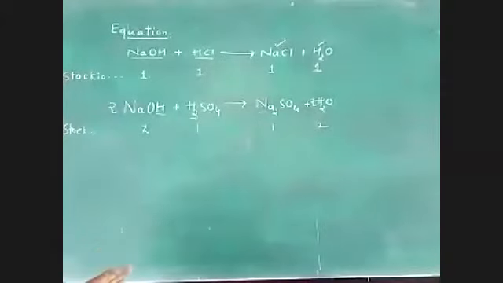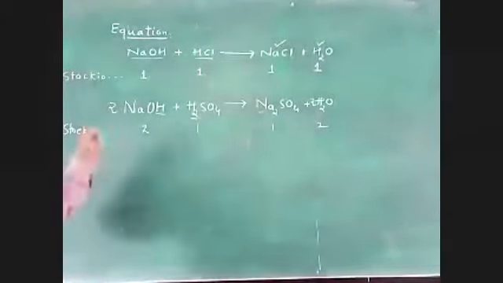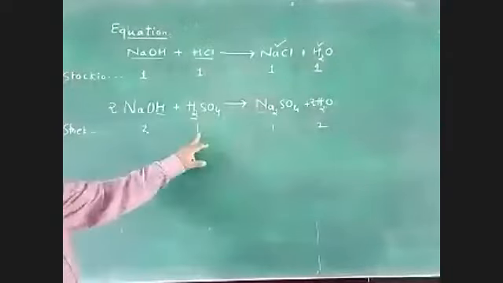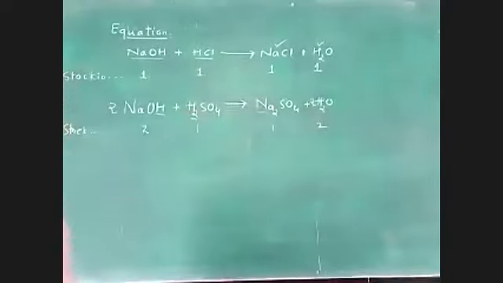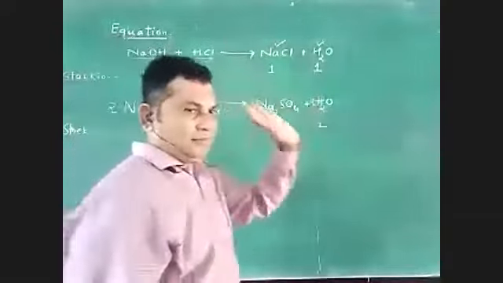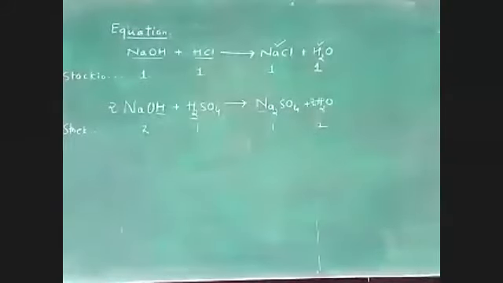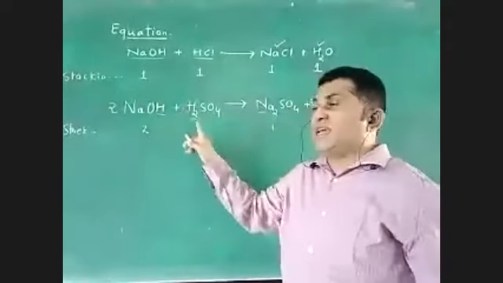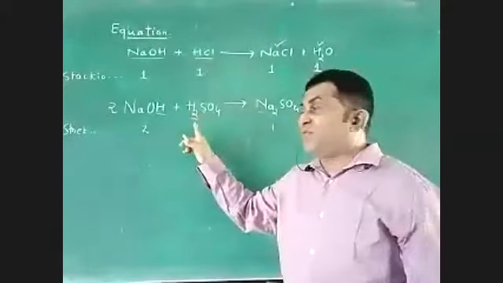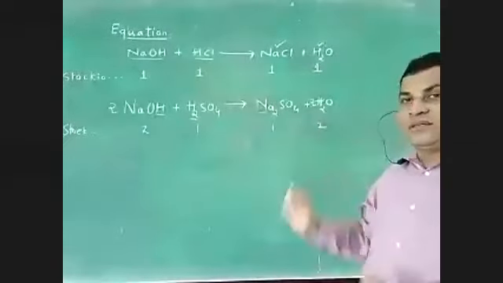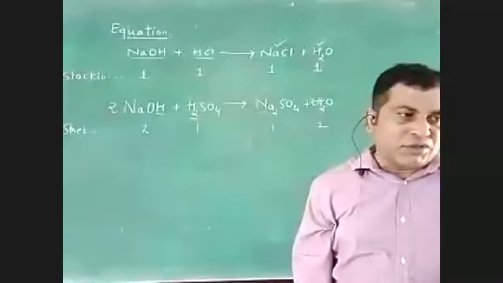Okay, so what does it suggest? Actually, what is it saying? It is saying that 2 moles of sodium hydroxide react with 1 mole of sulfuric acid to give 1 mole of sodium sulfate and 2 moles of water. This is my understanding. Okay, 2 moles of sodium hydroxide, that is NaOH, react with 1 mole of sulfuric acid, that is H2SO4, to give 1 mole of sodium sulfate plus 2 moles of water. Okay, hope you all understand.